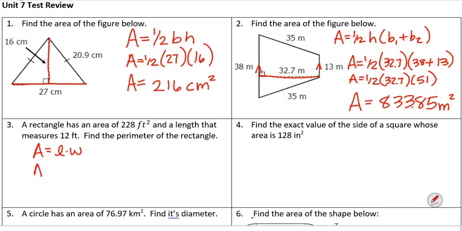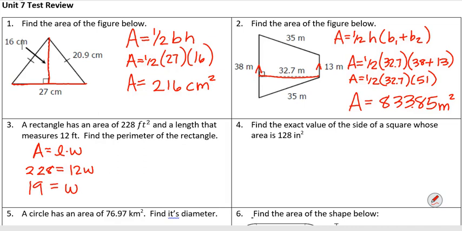So area is equal to, we have the area. It's given as 228, so we're going to put that where the A was. And then we're given that the length was 12, and that means we're going to solve for W. So we're going to divide the 228 by the 12. And when we do that, we get that W is equal to 19.